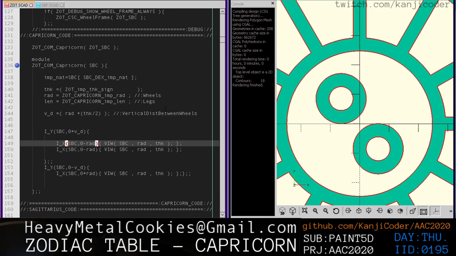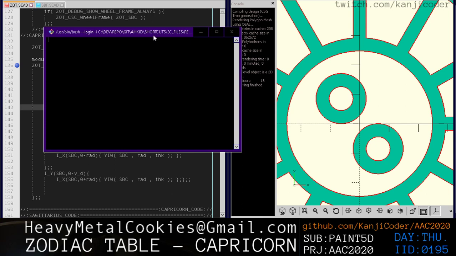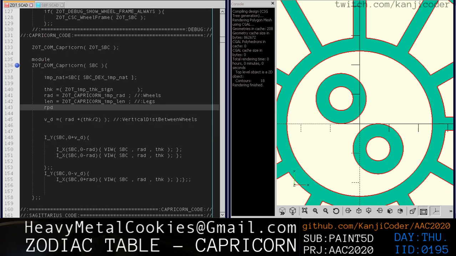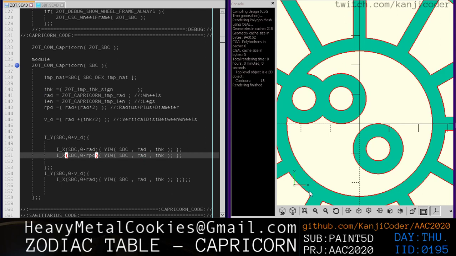So, the radius plus the diameter, RPD, radius plus diameter, we want to call it. Let's call it radius plus diameter, equals rad plus rad times 2, radius plus diameter. Okay, so with this RPD thing, we're gonna say boom right there, and then go F4, and say, okay, yep, that is where we wanted it to be.